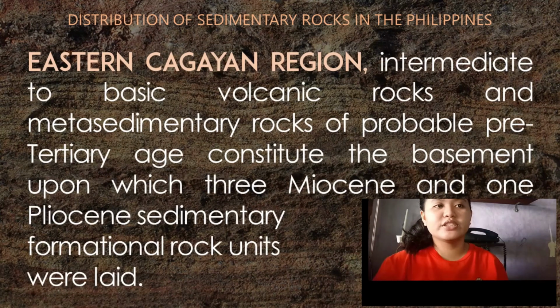Another one is from the eastern Cagayan region. The municipalities of Cagayan River from Tuguegarao to Bugui in Cagayan Province and west of the Sierra Madre mountain range, intermediate to basic volcanic rocks and metasedimentary rocks of probable pre-tertiary age constitute the basement upon which 3 Miocene and 1 Pliocene sedimentary formational rocks units were laid.